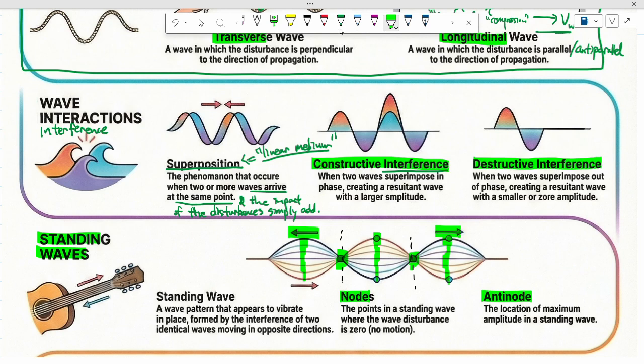You get constructive interference. Let me correct some typos. So constructive interference is when two waves superimpose in phase, creating a resultant wave with a larger amplitude. Destructive interference is when two waves superimpose out of phase, creating a resultant wave with a smaller or zero amplitude. In most examples we'll look at, we are just looking at zero amplitude. We don't really look at partial destructive interference. And of course, there are all the in-between points, but we're sticking to conceptual points here.